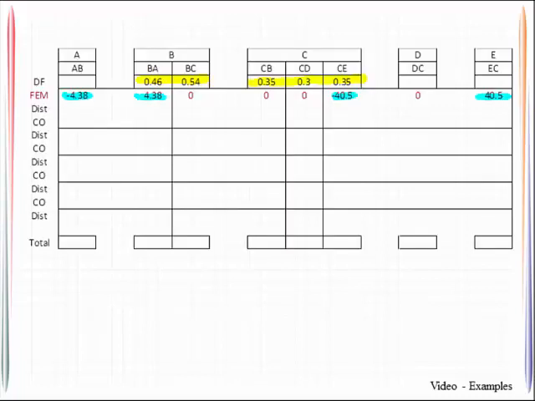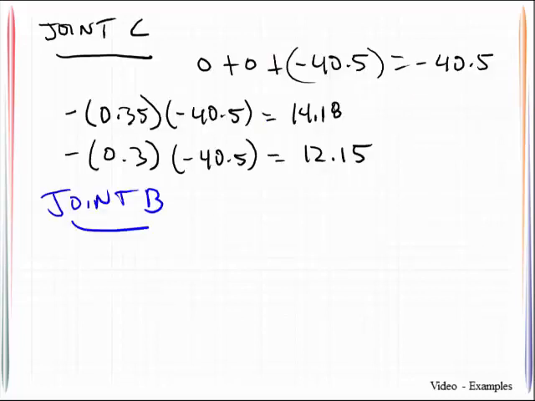Let's get those sketched back in here. So the distribution would be 14.18, 12.15, and 14.18. Let's handle joint B now.